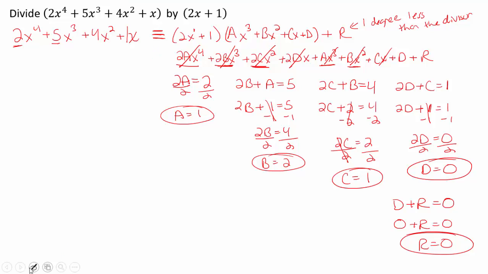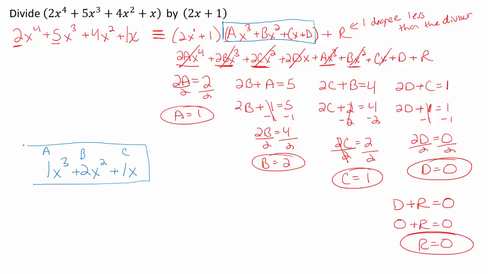All we're going to do now is take the values that we just found and plug them into this. So we're going to say 1x cubed, because I plugged in the a. This was our a value. I plugged it in here. And I'm going to say b was 2, plus 2x squared. This was our b value, plus 1x. This was our c value. And then d is 0, so I'm not going to put plus 0. And since I have a remainder of 0, I'm not going to put that. So this is our quotient. This is our answer. If I divide this polynomial by 2x plus 1, this is the result. It's what I get, what I have left.